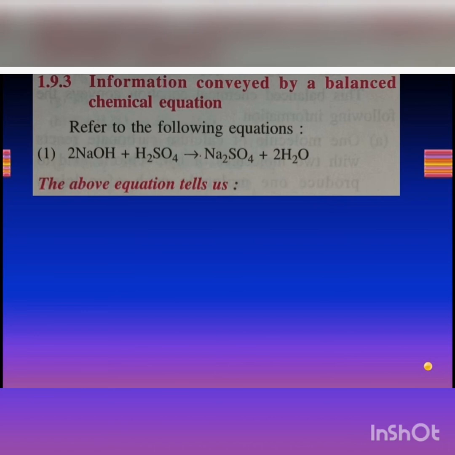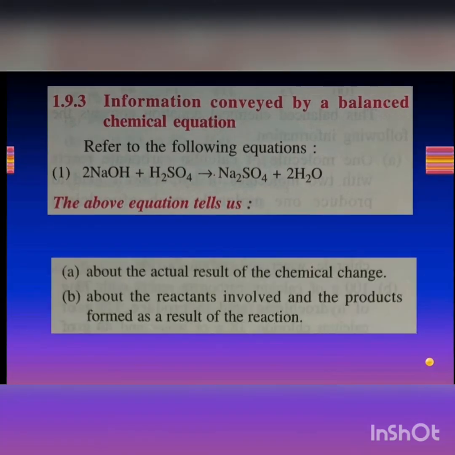So what does this above equation tell us? The above equation actually is the result of a chemical change. So it tells us that a chemical change has taken place. That's the first thing that we can understand. Other is it gives us the information about the reactants which are involved and what are the products formed as a result of the chemical reaction.